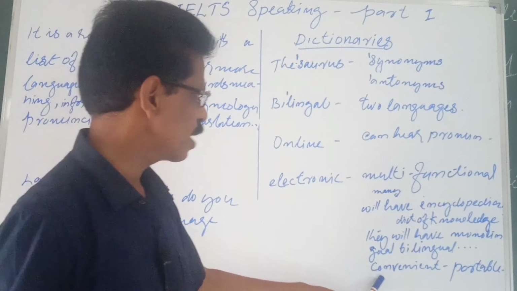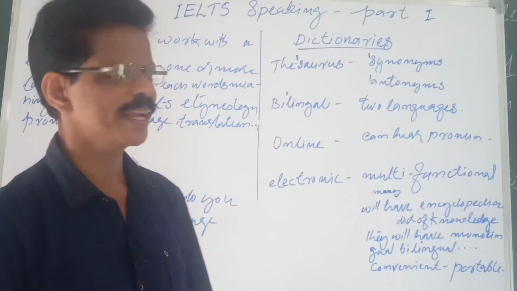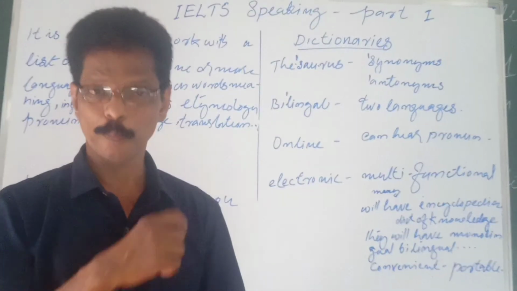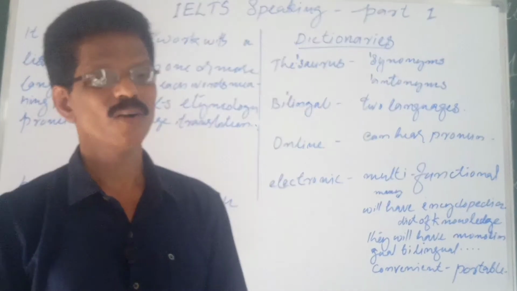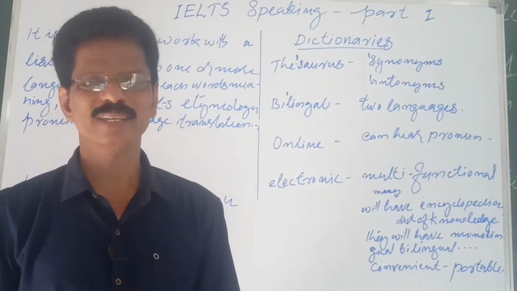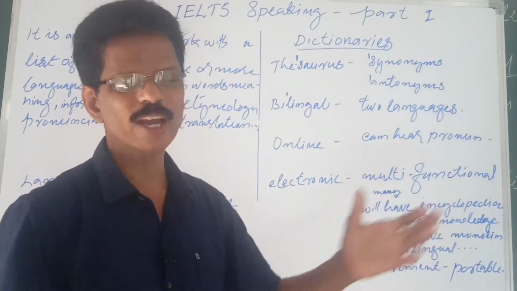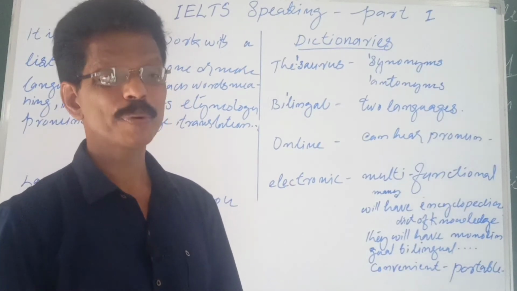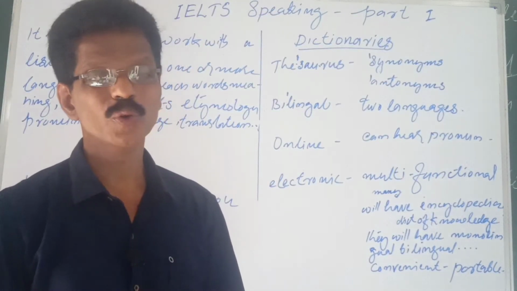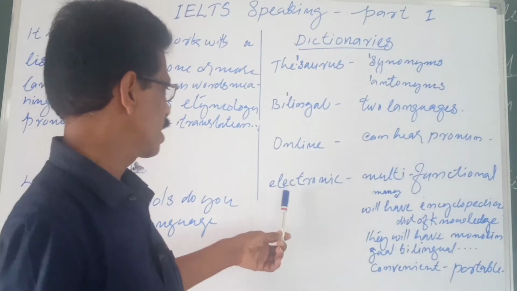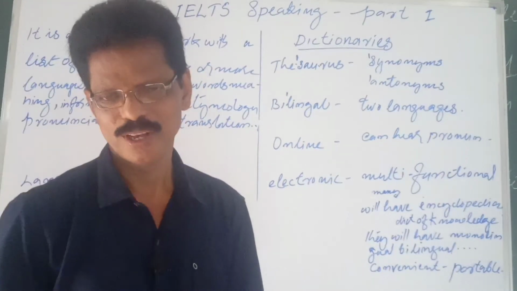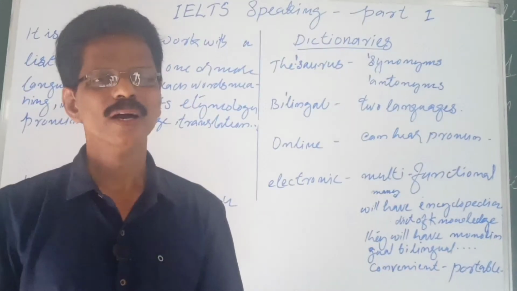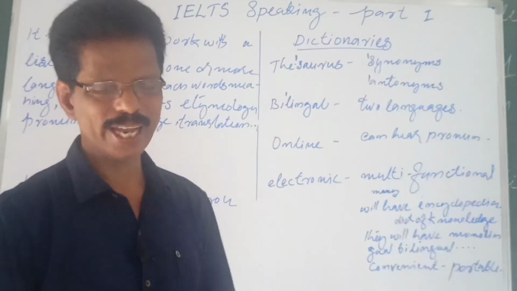More than that, it is convenient. Yes, it is quite convenient. It is portable. You can carry it in your pocket, in your wallet, or according to your convenience. It gives a vast array of knowledge. You can get an encyclopedia, a store of knowledge, and all those things there in electronic dictionaries. So these are the types of dictionaries, and I think you have got an idea of what a dictionary is and what the kinds of it are.